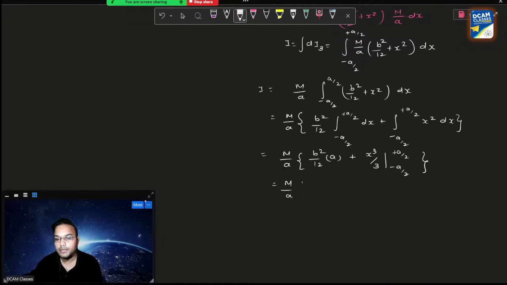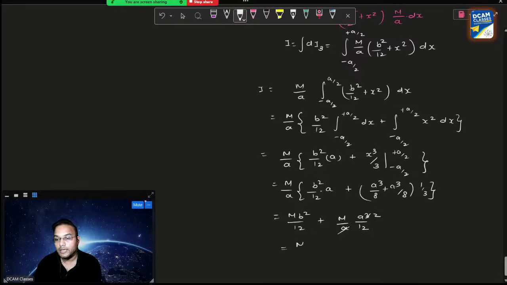m by a, b square by 12 into a plus a cube by 8 plus a cube by 8 into 1 by 3. It will be m b square by 12 plus m by a into a cube by 12. We've got the answer. M by 12 into a square plus b square. See, this is the moment of inertia, final moment of inertia about the center.